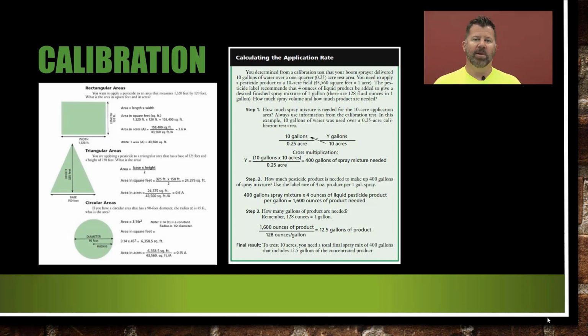So cool math here, guys. You're going to love the landscape pesticide calculations lecture and the worksheet that goes along with it. Good stuff. So our final result for this product, to treat the 10 acres, you need a total finished spray mix of 400 gallons that includes 12.5 gallons of concentrated product.